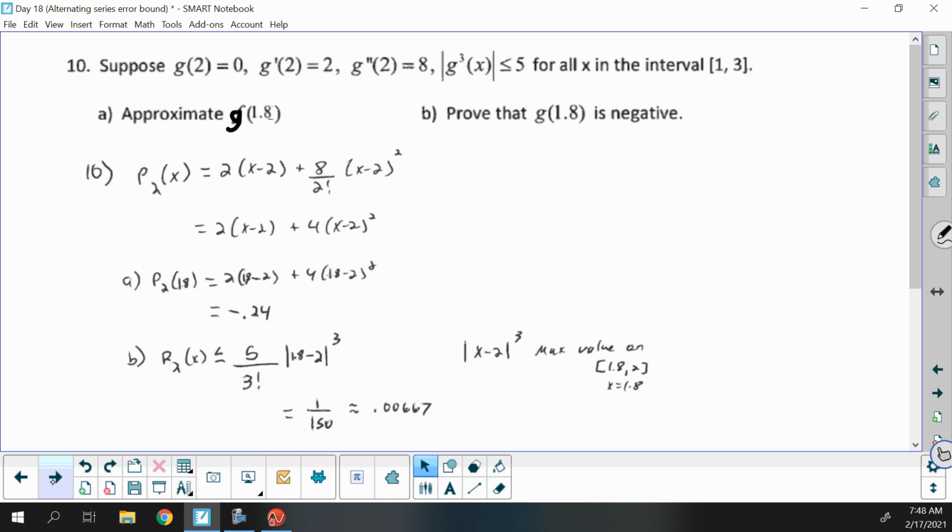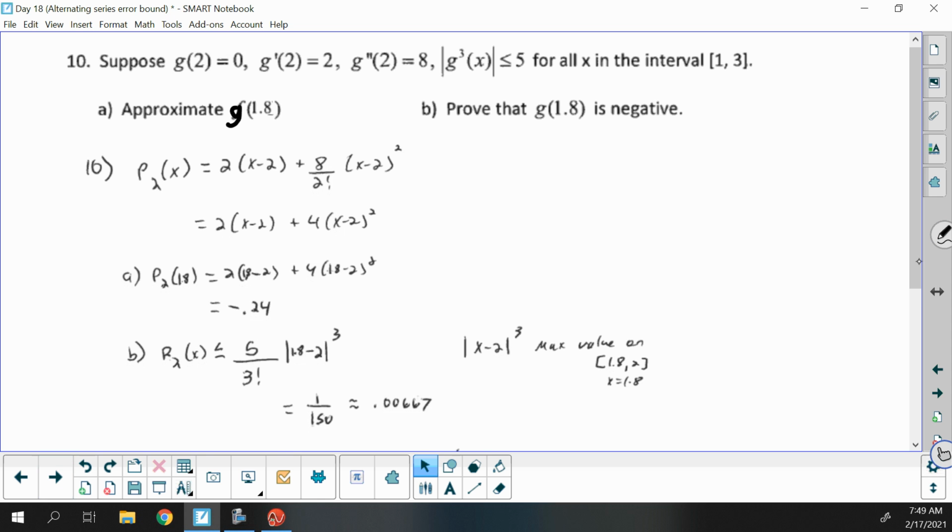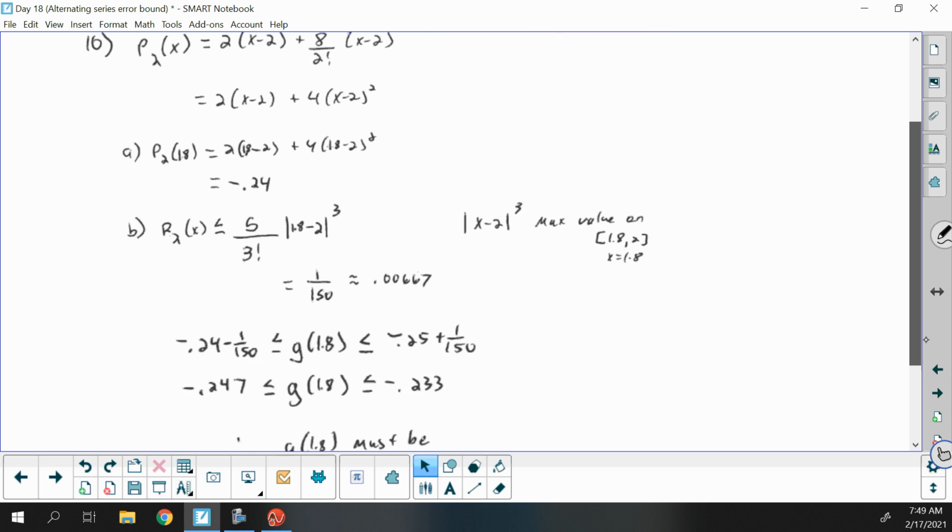And the next one, you were doing a similar idea. So we had good to the second derivative so that we could do a second degree approximation. Fill in your 1.8, you get -0.24. M they want us to use is 5. Fill in your 1.8 minus 2, which was our center, raised to the next power over the next factorial, the 3's. So we get that 1 over 150 for the error.